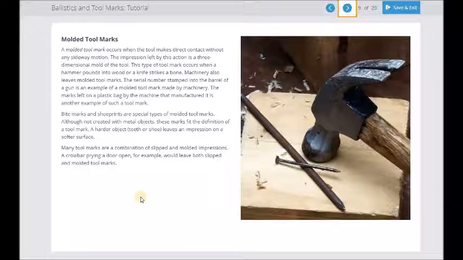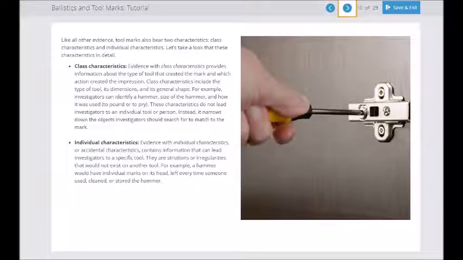Many tool marks are a combination of slipped and molded impressions. A crowbar prying a door open, for example, can leave the mold of the toolbar and also the slip of the toolbar. So like all the other evidence, tool marks have two characteristics, class and individual. So let's take a look at these.